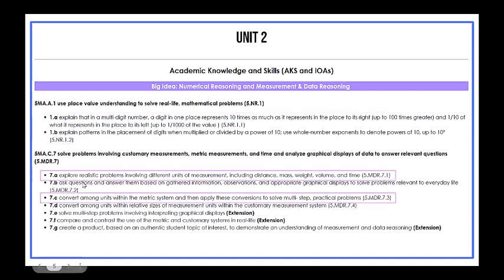Our next AKS, 5.MA.7, has 4 IOAs. IOA 7A addresses the exploration of realistic problems involving different units of measurement, including distance, mass, weight, volume, and time. This IOA is clustered with both the metric and customary systems IOAs.